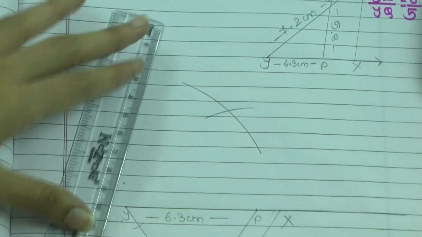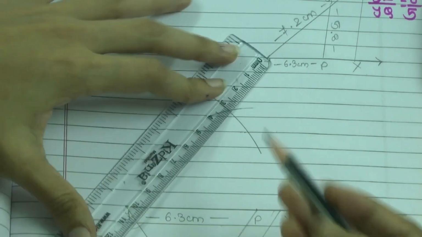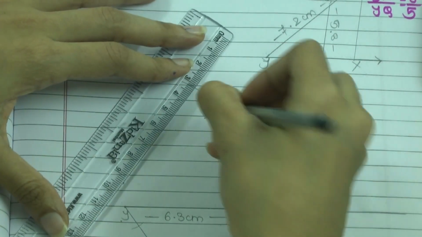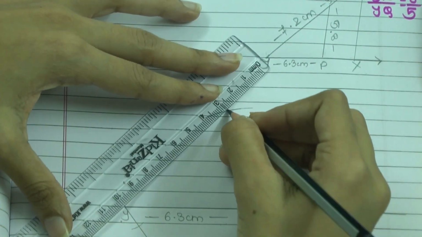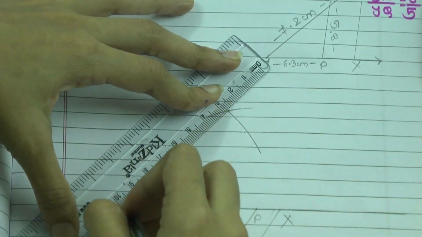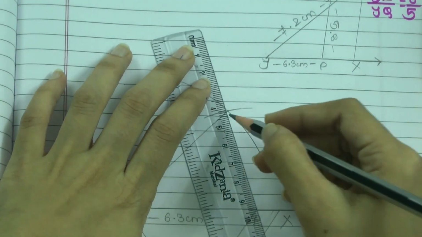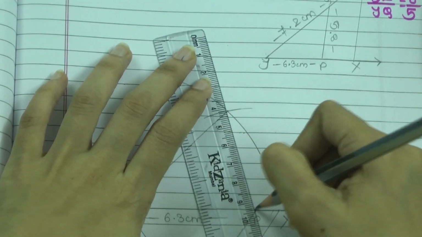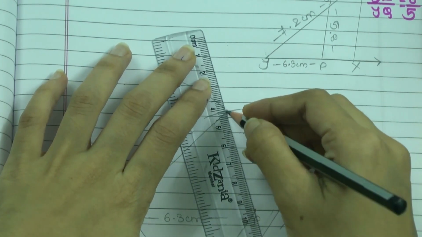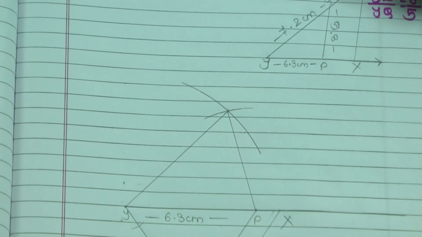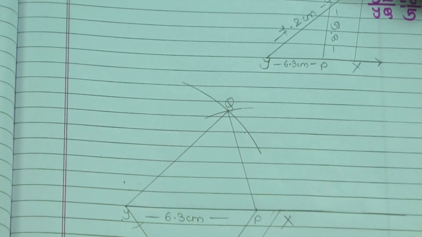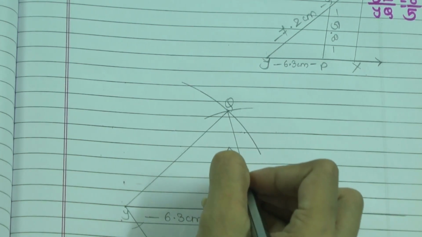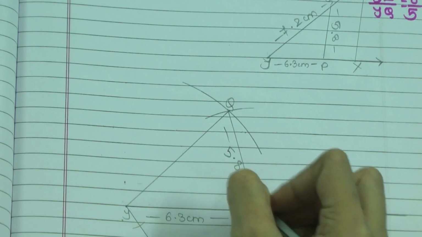Join this intersecting arc and Y. First locate the point where the arcs are intersecting. Join it and join YP. YP is, Q, PQ. This is point Q. QP is 5.8. YQ is 7.2.